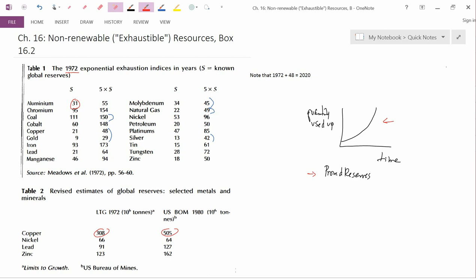They also went up for lead. You had 91 going to 127, for zinc 123 going to 162. Nickel went down, but nickel didn't go down very much. So the lesson which your textbook authors are using this table to point out is that reserves of natural resources, exhaustible natural resources, sometimes go up rather than down because of exploration. And essentially, Table 2 explains 8 years of why the predictions in Table 1 did not come true. Now, some of them may come true, but at least some of them already have not come true.